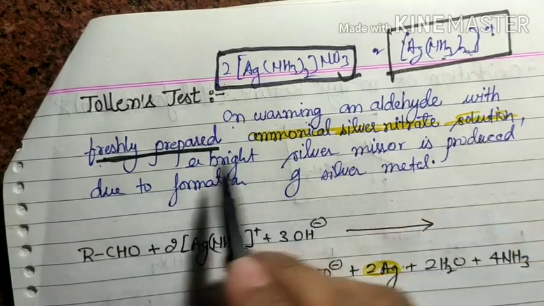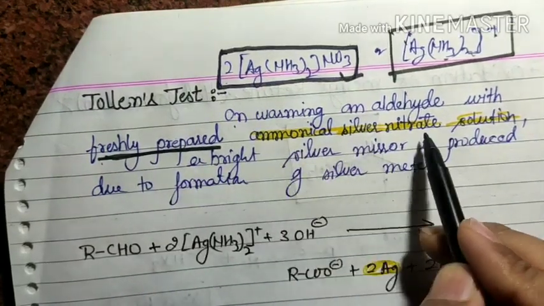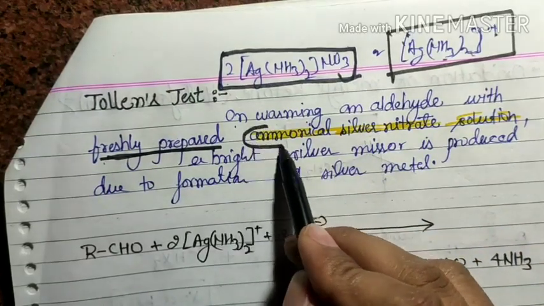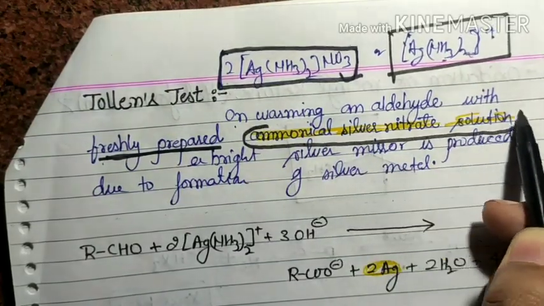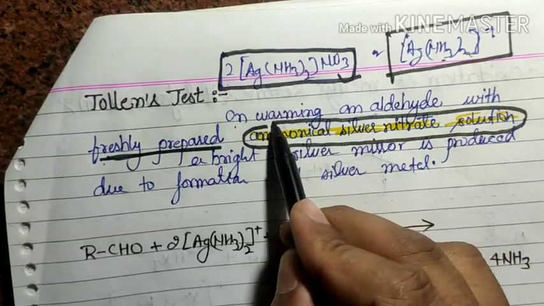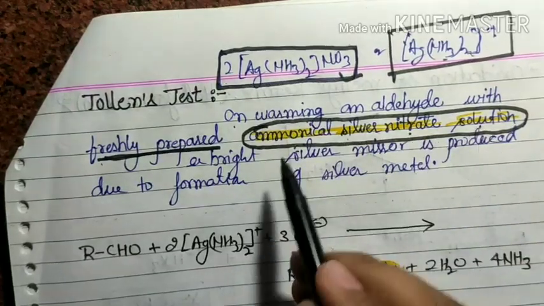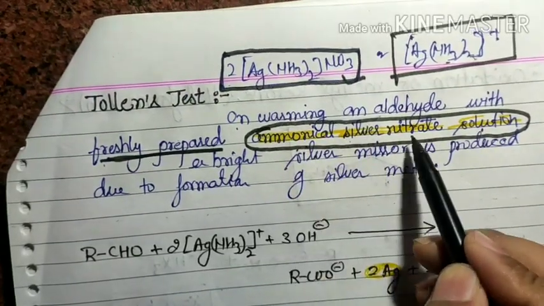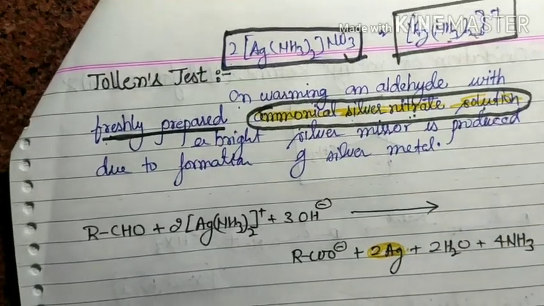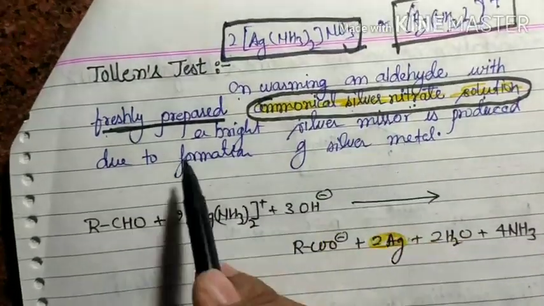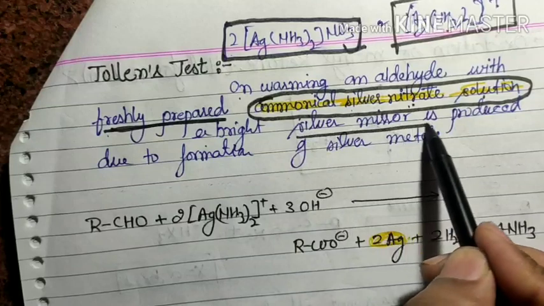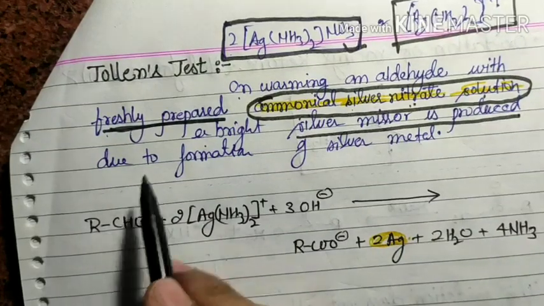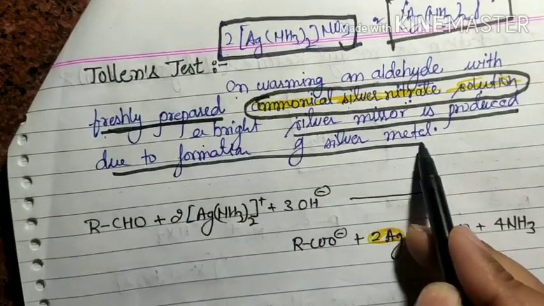So on warming an aldehyde with freshly prepared ammoniacal silver nitrate, this is the name for the Tollens reagent, ammoniacal silver nitrate solution. Ammoniacal means silver nitrate solution in ammonia. So this is the formula. A bright silver mirror is produced due to formation of silver metal.